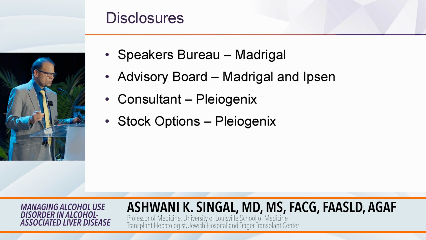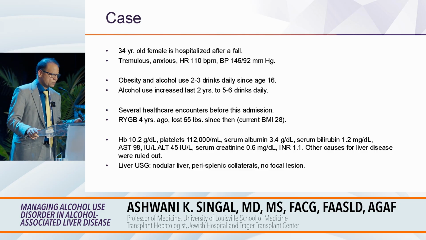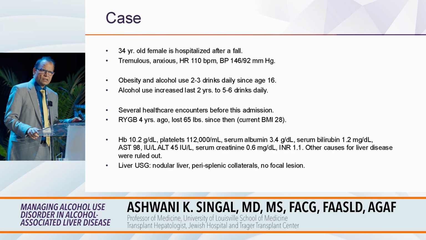So after the disclosure, I'll take a case which is my own case a few years ago during the COVID time. This is a 34-year-old female who was hospitalized after a fall, and she clearly has features of alcohol withdrawal, as you can see. She has some comorbidities, metabolic syndrome. Her alcohol use is in the moderate range, 2 to 3 drinks daily since she was 16. And in the last 2 years, it increased to about 5 to 6 drinks daily, more severe.